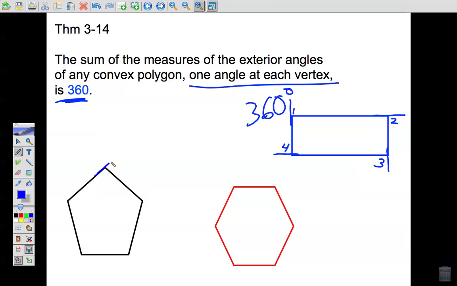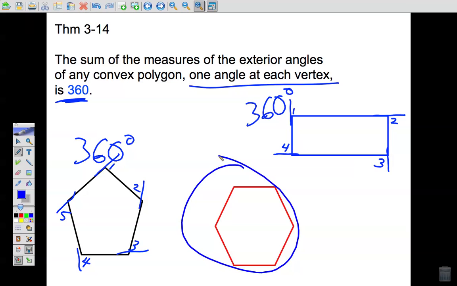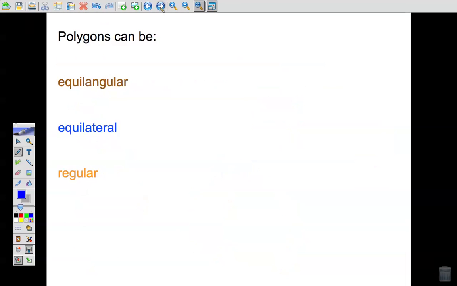Let's go down to our pentagon. Let's extend the side so I have exterior angles. And it doesn't matter which side you extend, just so you have one angle at each vertex. Angle 4, and finally I'll extend this side, an angle 5, right? Well, if I added angle 1, 2, 3, 4, and 5 together, I'm going to get 360 degrees. Same thing with our hexagon. So any type of figure, it's always 360 degrees for the exterior angles.